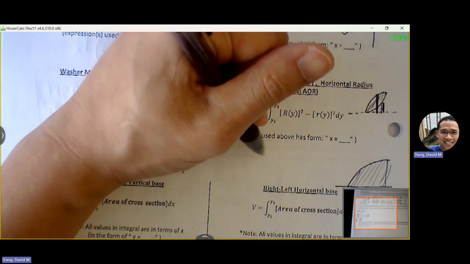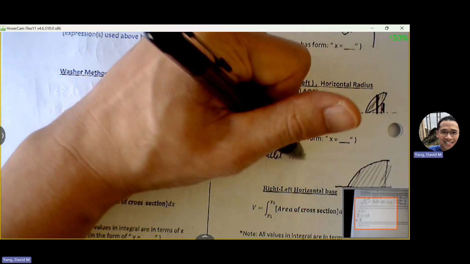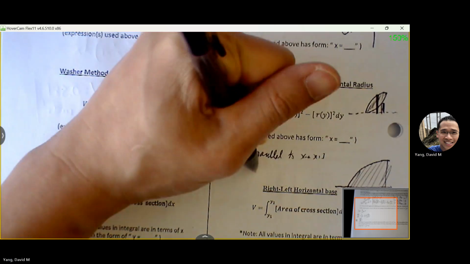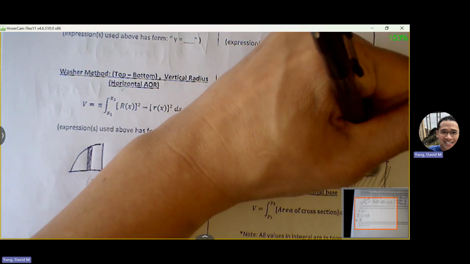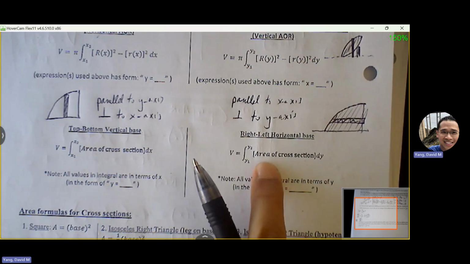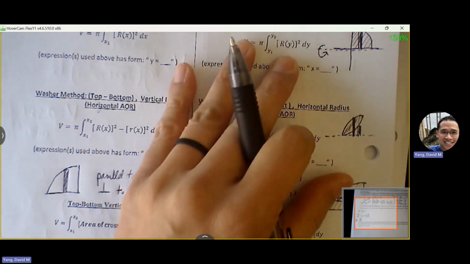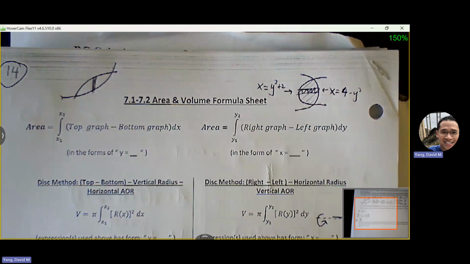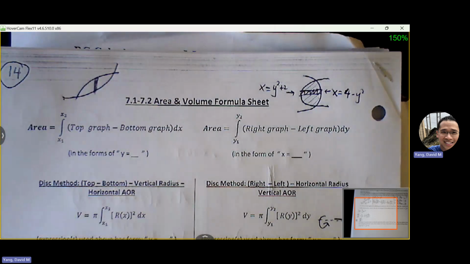But if a phrase says parallel to the x-axis or perpendicular to the y-axis, then that indicates that we want to draw a base length that's horizontal. And if we want to draw a base length that's horizontal, then we have to get everything in terms of y. So anytime you see a horizontal base or horizontal radius or horizontal rectangle, you know you have to spend the time to rewrite your equation, get it in terms of x equals. Typically, the equations given to you are good for top minus bottom, but they're not quite ready for right minus left.